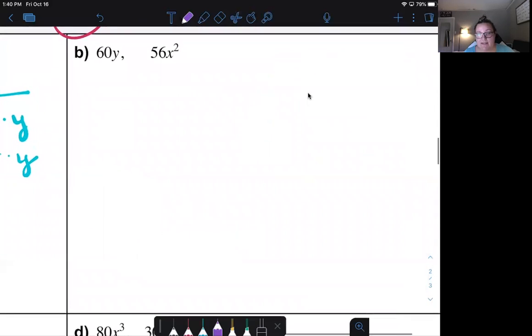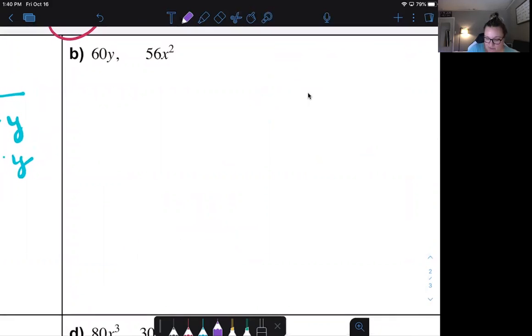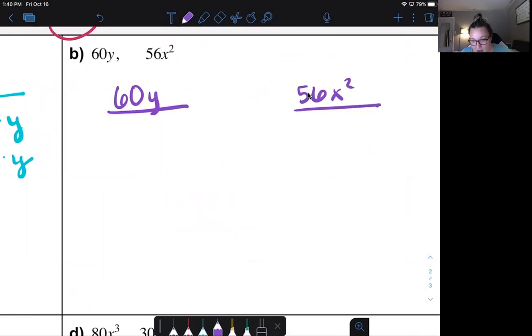So now you try 60y and 56x squared. You're going to take 60y and 56x squared and write out their prime factorization. What times what times what is 60y? What times what times what is 56x squared? Go for it.